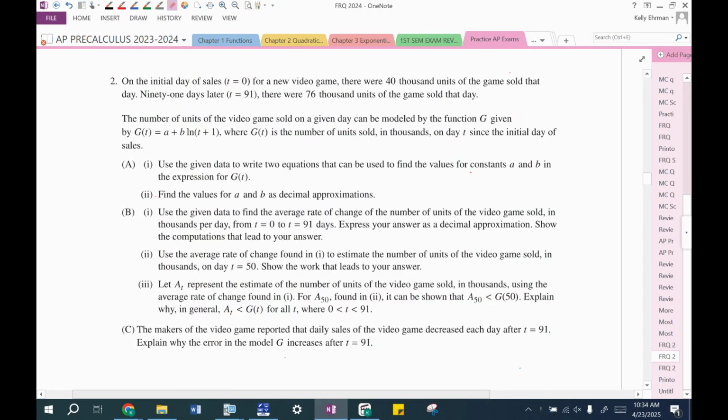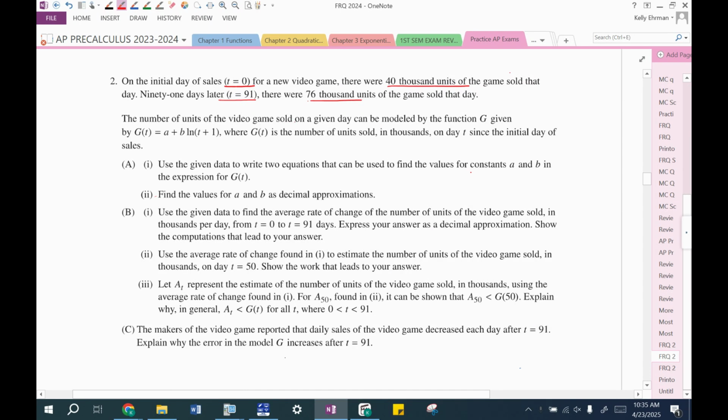All right, this is the 2024 FRQ problem number 2. Problem number 2 is a calculator allowed problem, and they will always give you 2 data points to begin with. This one says, on the initial day of sales, t equals 0 for a new video game, there were 40,000 units of the game sold that day. 91 days later, there were 76,000 games sold that day.